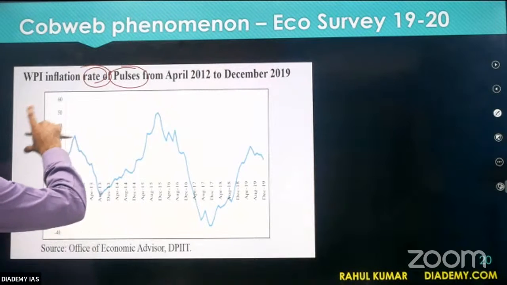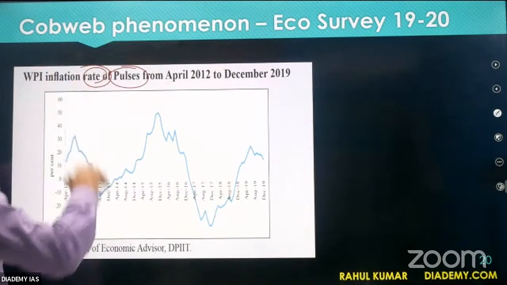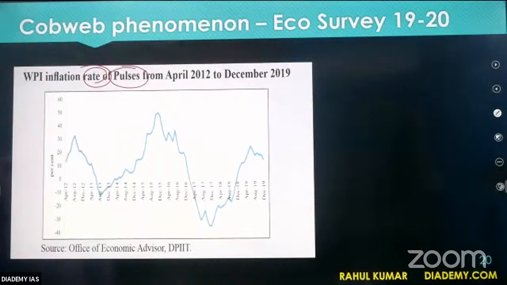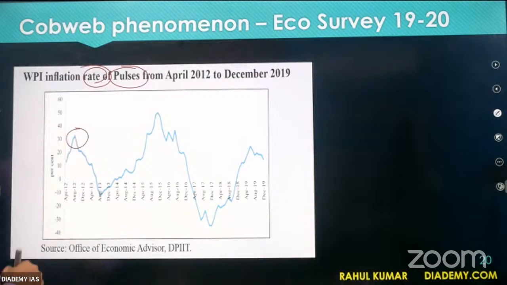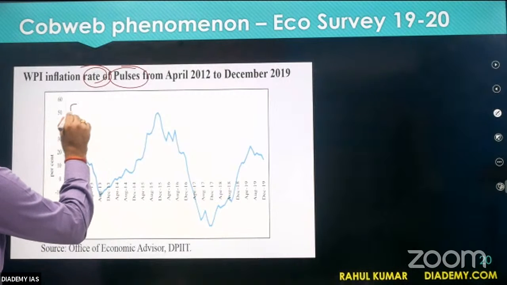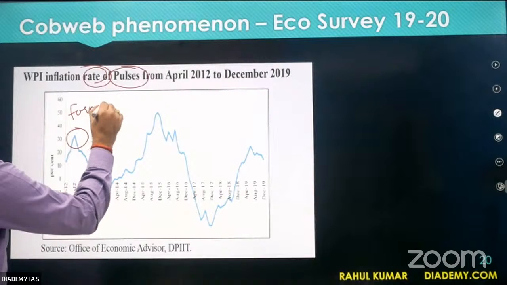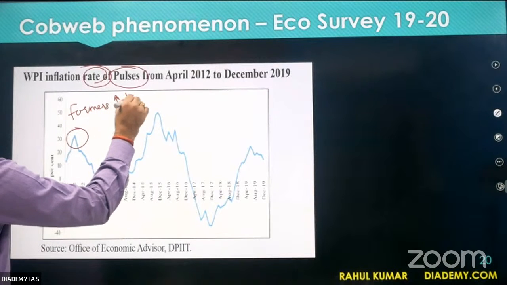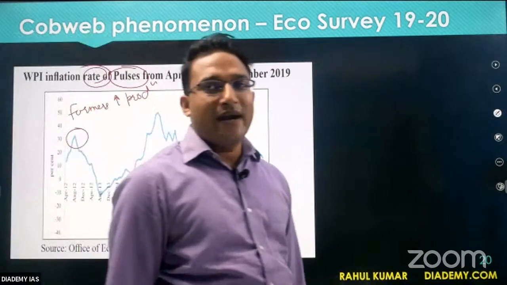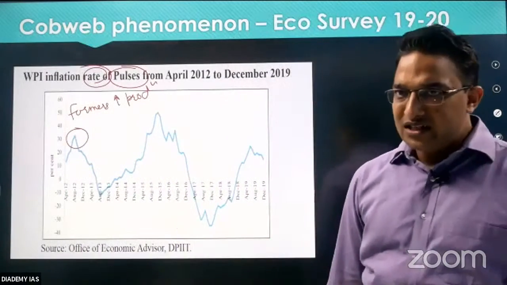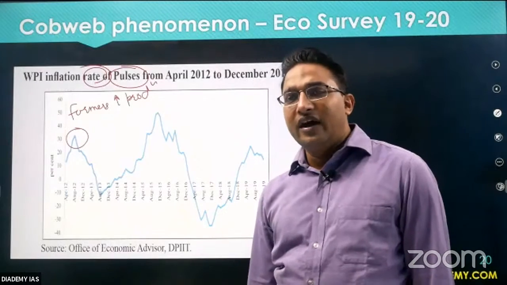So these are like the inflation rate of the pulses, right? So suppose in one year the prices are rising very fast. So what will farmers do? The farmers will actually increase the production in the next year because the prices of pulses are very, very high. So they will expect that, okay, now we will produce pulses and next year we will earn a lot of profit.